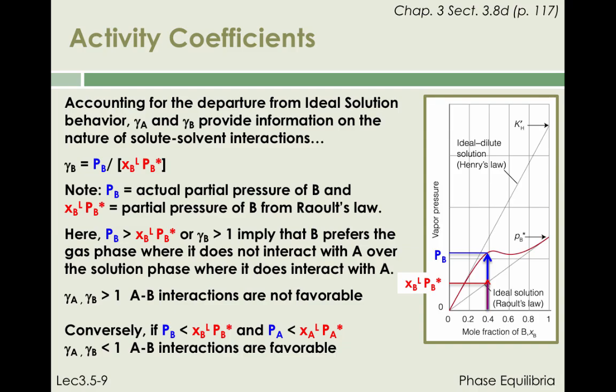This situation corresponds to negative deviations from Raoult's law and leads to a vapor pressure diagram where both P_A and P_B curves are below the Raoult's law line for all compositions. This situation is associated with a pair of solvent and solute molecules that like each other and would rather be in solution, where they can interact favorably, than in the vapor phase, where they do not interact very much.